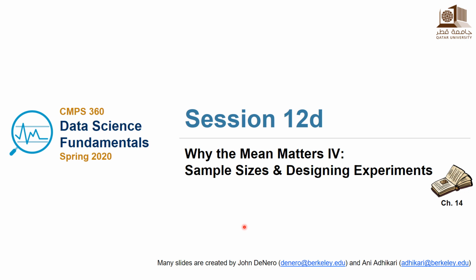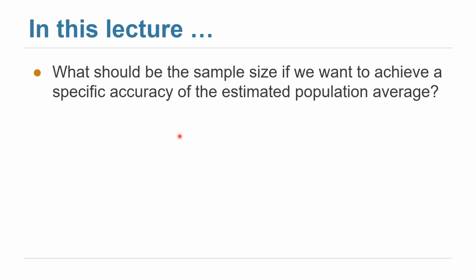Bismillahir Rahmanir Rahim. This is the last lecture of session 12 about why the mean matters. In fact, this lecture is the most important lecture in the session because we will talk about how we design experiments so that we can get a specific accuracy of our estimation. More specifically, we cover only one question in this lecture, which is what should be the sample size if we want to achieve a specific accuracy of the estimated population average.